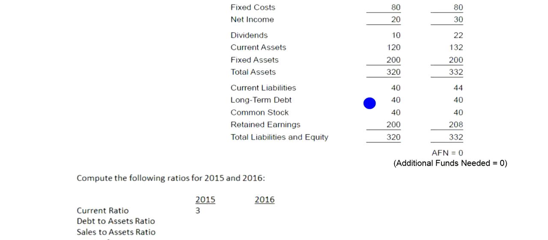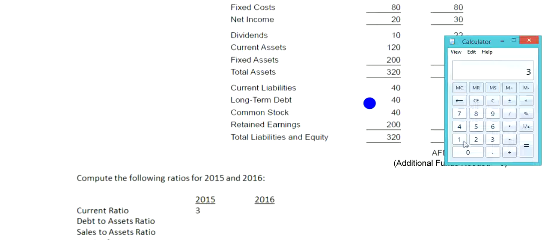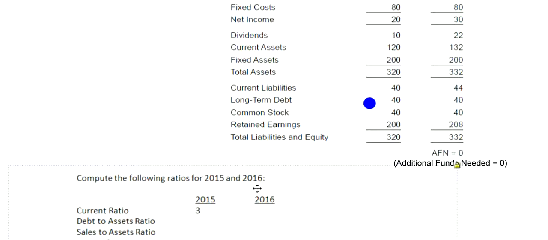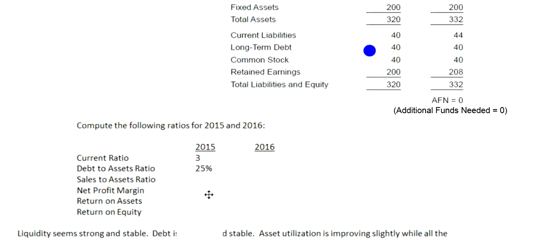So let's do that real quick. Let's clear the calculator and go 80, which is total debt, divided by total assets, 320. That's going to give us a percentage of 25%. And let's see if that's true. Very good. True, 25%. So our debt to assets ratio is 25%. So our debt is 25% of our assets.